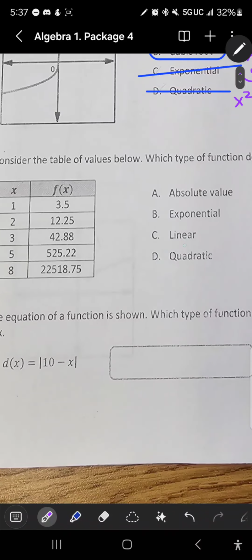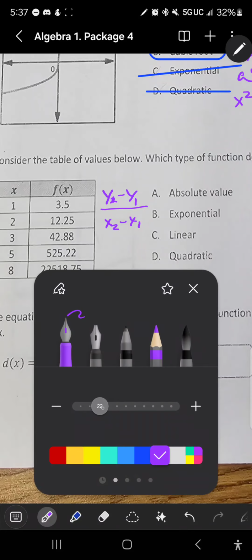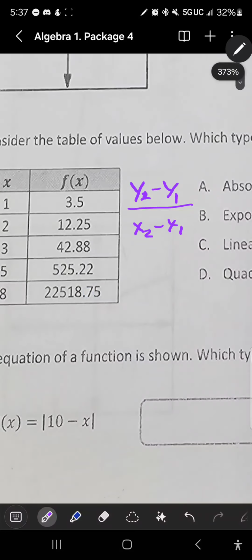First, to be linear, it has to have a specific slope. So we can take this point and this point, and then this point and this point, and the slope needs to be equal. So let's do that. The slope formula is y2 minus y1 over x2 minus x1. I'm going to substitute the values, and I say 12.25 minus 3.5 over 2 minus 1.